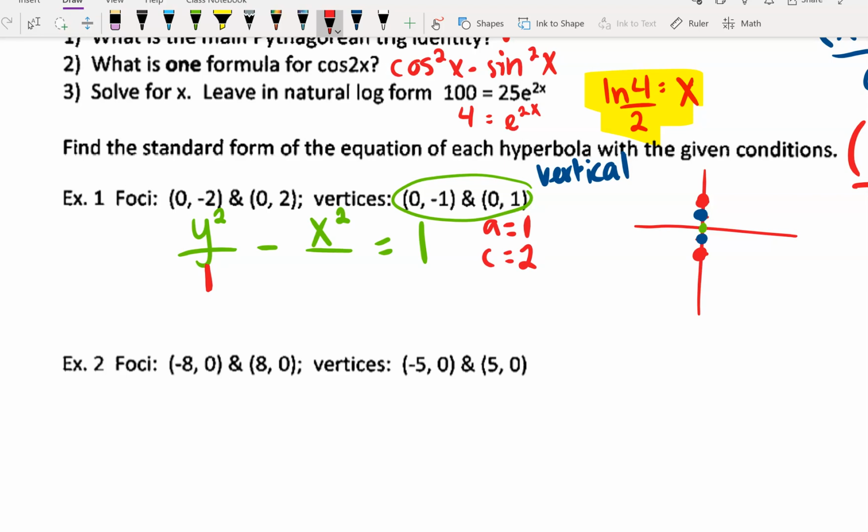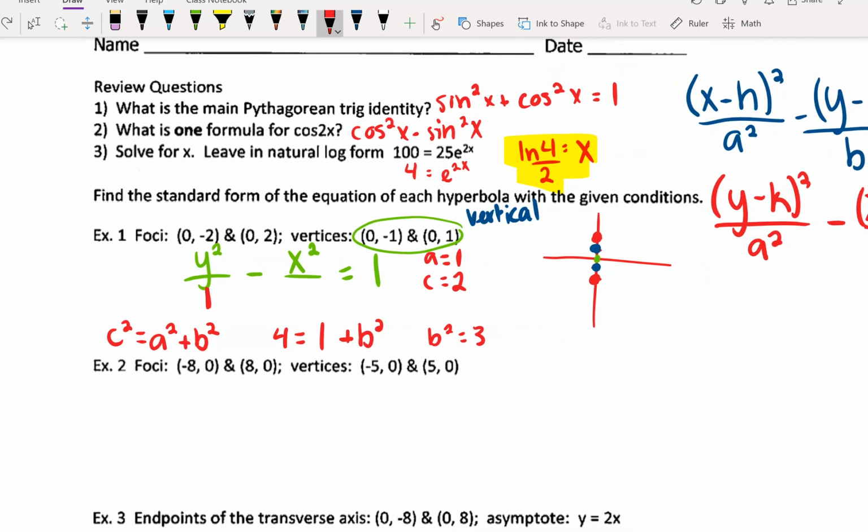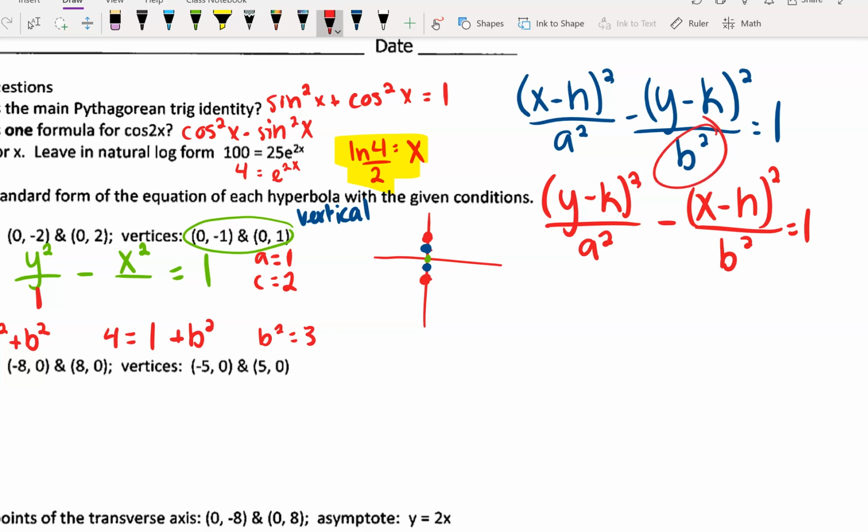I'm going to use the formula, and I'm going to use this a lot. C squared equals a squared plus b squared. So c squared is going to be 2 squared, which is 4, equals a squared, which is 1 squared, which is 1, plus b squared. So subtract 1 from both sides, and I get that b squared equals 3. And all I really need is b squared. I don't need b, because what goes right there is going to be b squared, not b. If you look at our formula, that's b squared, not b.